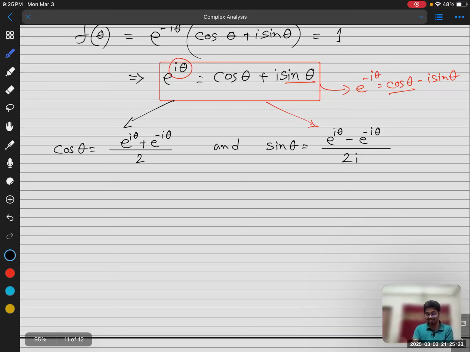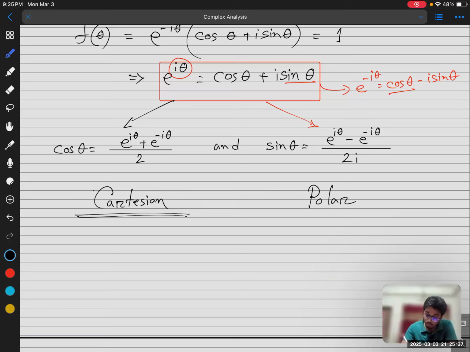Another thing is that initially, in the first lecture, we said that we can represent a complex number in the Cartesian coordinate system as x plus iy, or in polar form as r angle theta. But from now on, we're not going to write this as r angle theta. We will just take it as r e to the power i theta, because we know Euler's identity.